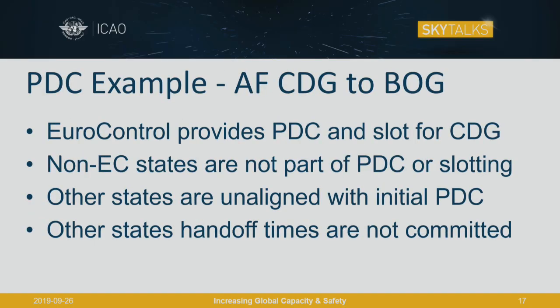So let's take a quick example of a flight from Paris to Bogota. Eurocontrol would provide the pre-departure clearance based on its member states and everything that they plan. Now, all of the non-Eurocontrol states are not really part of that pre-departure clearance, as we talked about before. Each state provides the clearance, and then the other states are not really part of that. Now, the handoff times between the states, even while it was planned in Eurocontrol, are off. Why? Because each one of those ANSPs is working in silos.